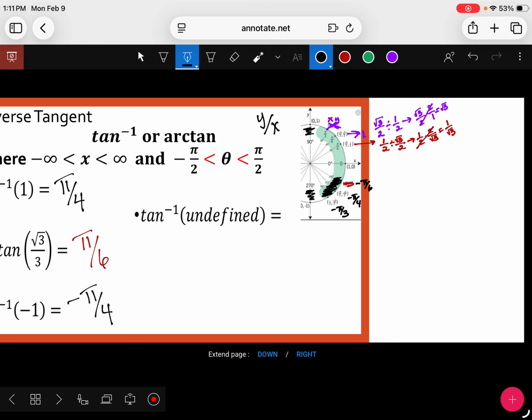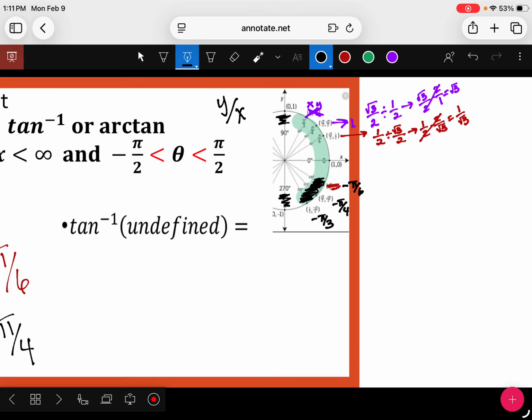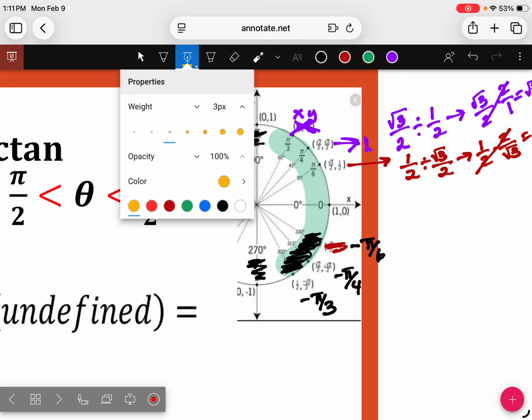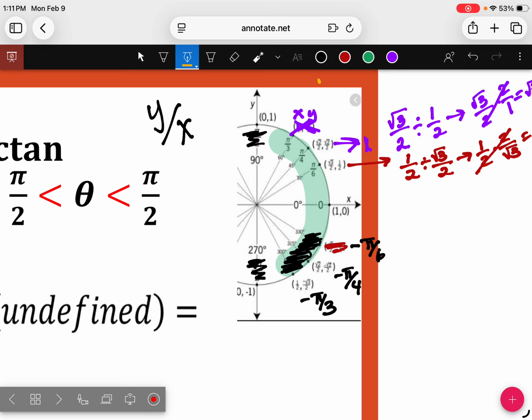All right, last one. Where is tangent undefined? Okay, so tangent is undefined. We know we have to divide y by x. So if I look at the top, that would be 1 over 0. That is undefined. Just like at negative pi over 2, that's also undefined.